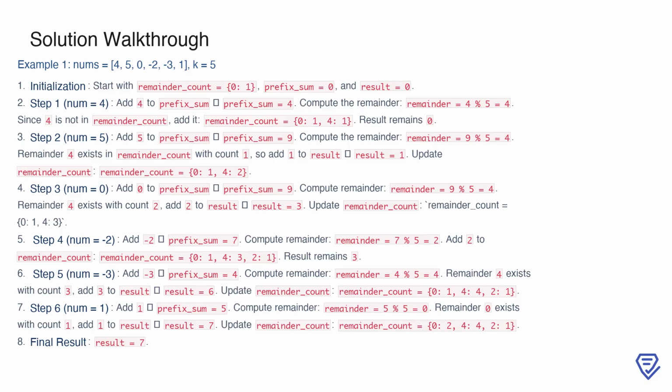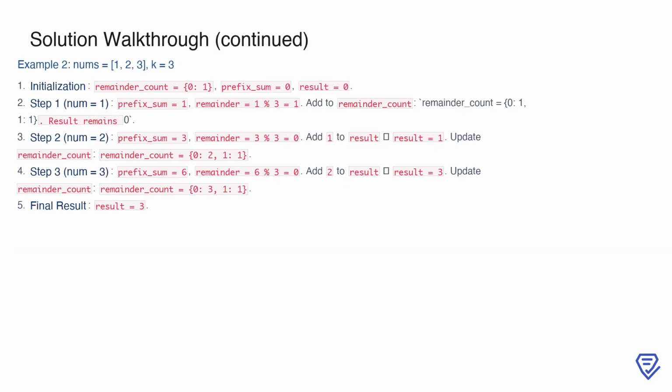Finally, for 1, adding it to prefix_sum gives 5 with a remainder of 0. The remainder 0 exists in the hash map with a count of 1, so we add 1 to the result. The final result is 7, which is the total number of subarrays whose sums are divisible by 5.